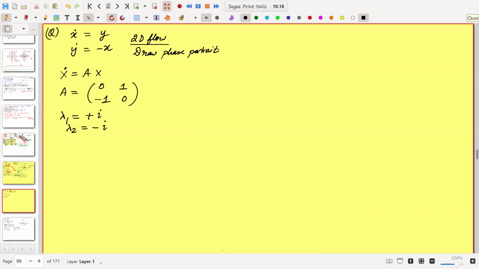Complex conjugate. If eigenvalues are complex, they will be complex conjugates, right? They will be complex conjugate, no?